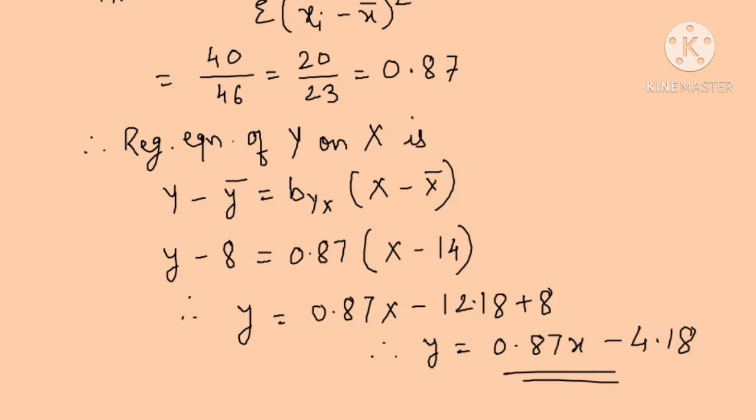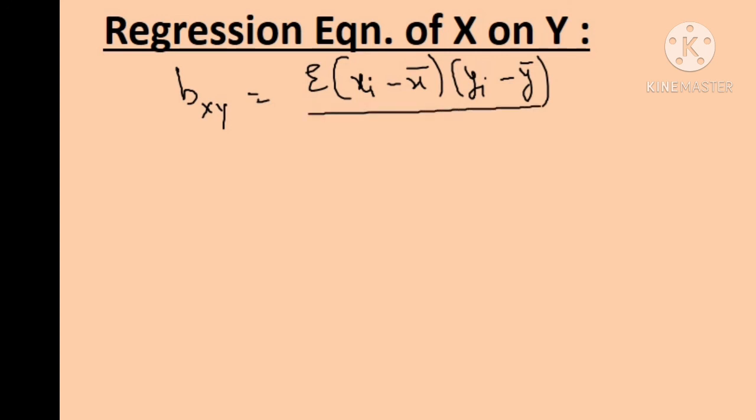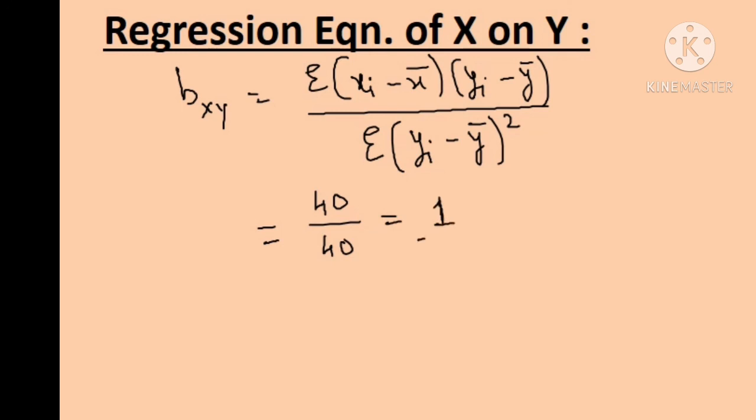Now let us calculate the regression equation of x on y. So first let us calculate the regression coefficient of x on y, that is bxy. It is given by summation xi minus x bar into yi minus y bar upon summation yi minus y bar the whole square. Now from the table we have got these values. Let us substitute. So 40 upon 40. So that comes to equal to 1. Correct? So we got the coefficient of regression.